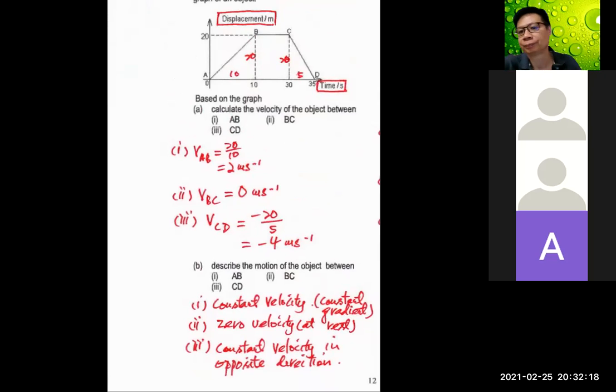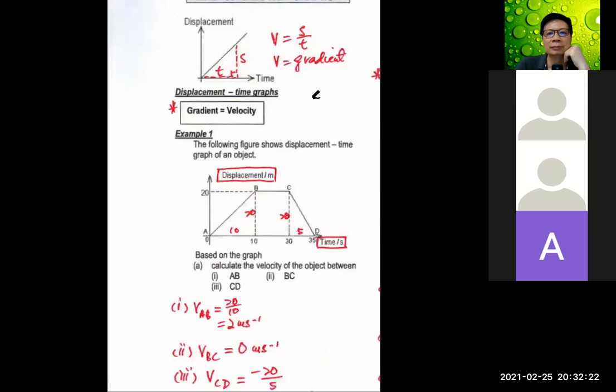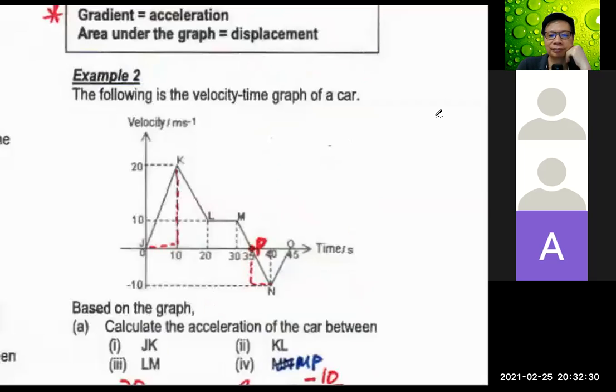Okay, come. Now we look at example number 2. This example is very difficult. Now we are going to study this velocity time graph. Okay, velocity time graph.